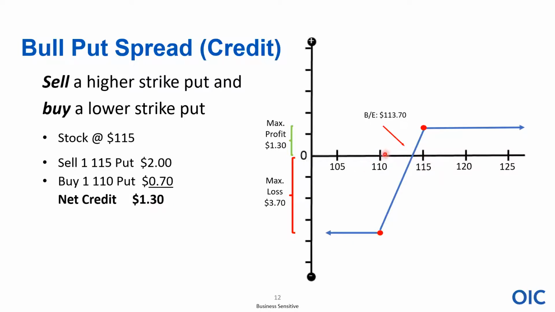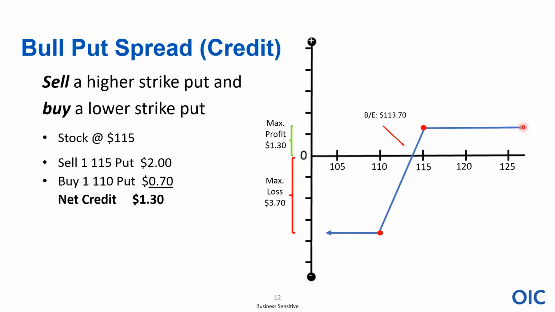Just remind ourselves what this means. We sold the 115s, obligated to buy shares there. We bought the 110s. We have the right to sell shares there. If the stock drops, that will happen. We'll pay 115, we'll sell them at 110 and give back $5 to the market. We were paid $1.30 up front, and there's your max loss of $3.70.